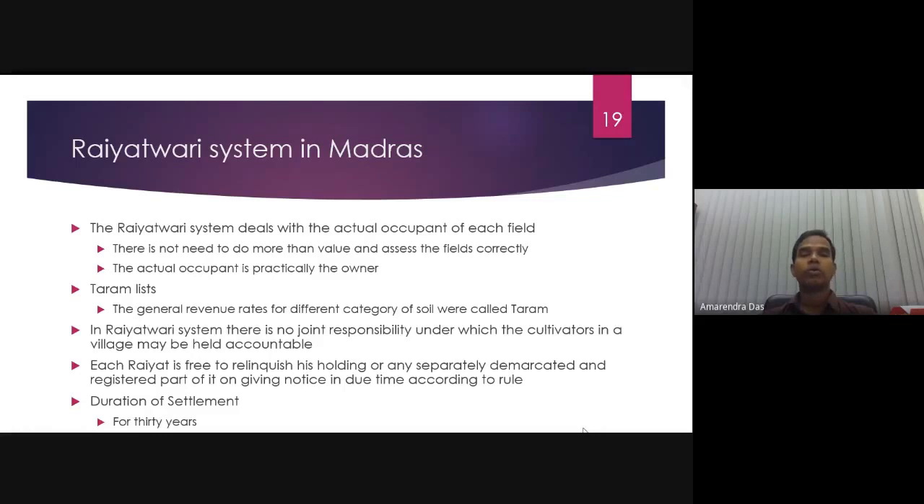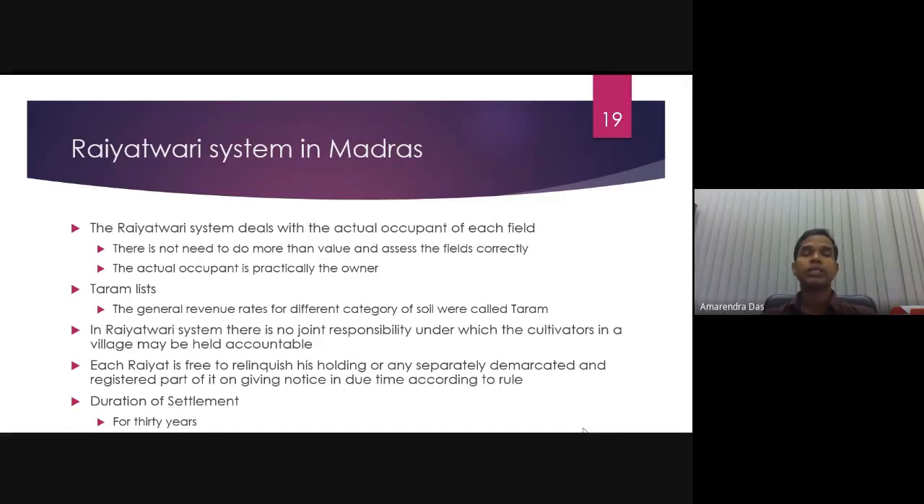no need to do more than value and assess the fields correctly. So you just decide the rate at which the revenue or the rent will be paid. You don't have to do anything else. And the actual occupant is practically the owner, although the land document actually did not exist.